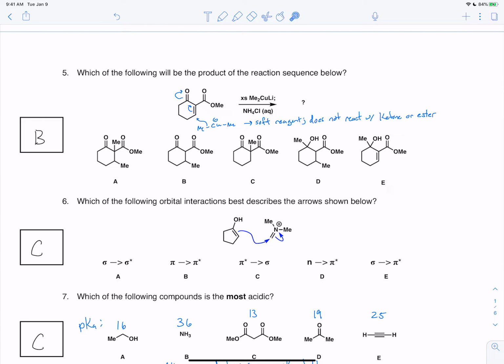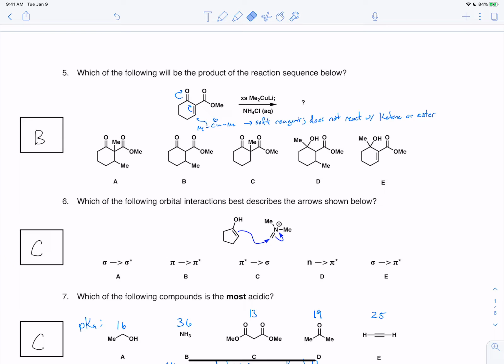Question number 5 is a cuprate addition, where we have to know what type of reagent a cuprate is, and it is in fact a soft reagent. That means we're going to expect to have a 1,4 addition to take place. Note that cuprates do not add into ketones, they don't add into esters, so despite having an excess of this reagent, it still won't be able to react with any of those functional groups on the molecule.